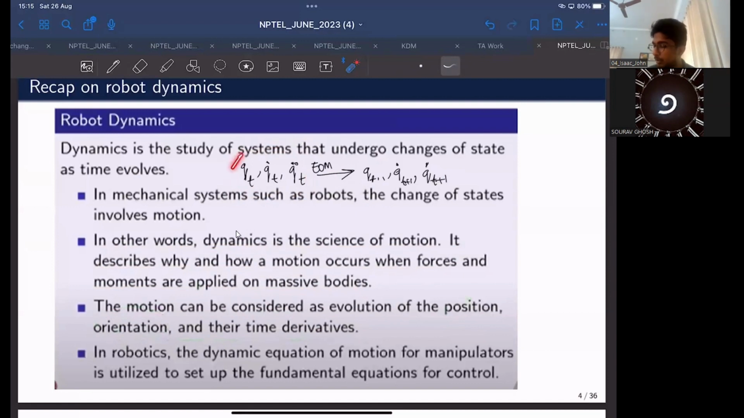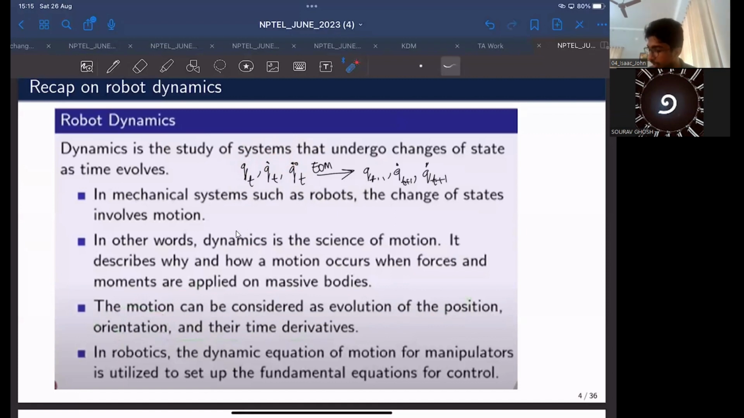Depending upon how the trajectory parameters vary, the position, orientation, velocities, and accelerations, you could basically manipulate how the position and orientation of the robot vary, as well as their time derivatives.